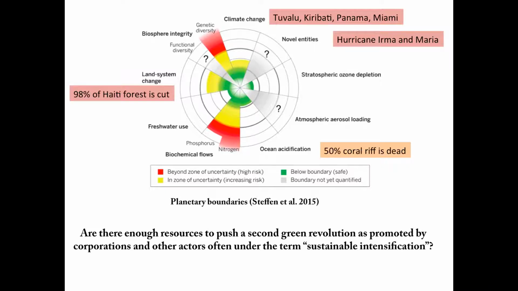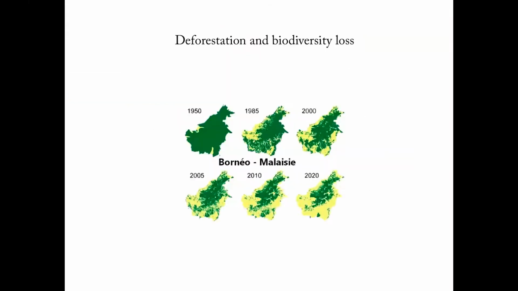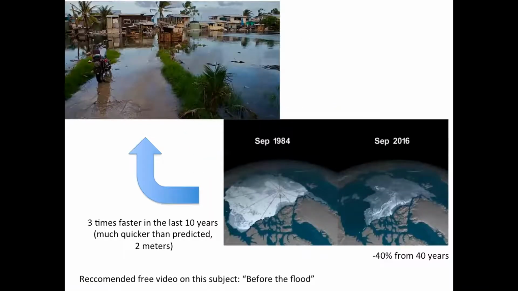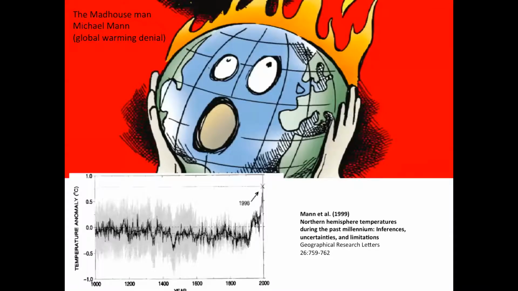So here the question: do we have enough resources to go for a second green revolution as promoted by multinational corporations under the name sustainable intensification? Well, it looks like we cannot do that. Why? Because we are going towards a dead-end system. Like for example, in Borneo, we are already destroying a big percent of the forest to plant palm oil trees. And similar situations are happening with the ice at the poles and with the temperature all over the planet.